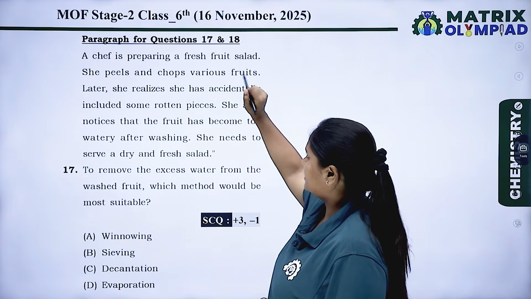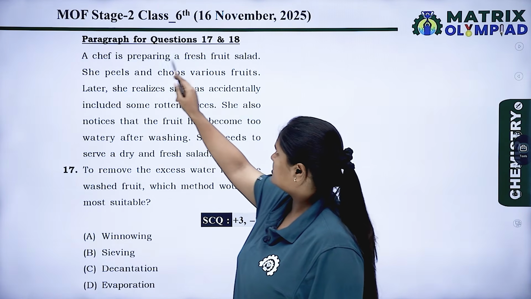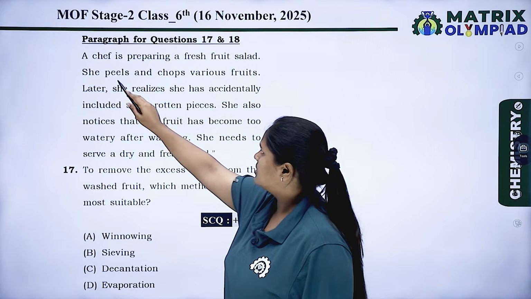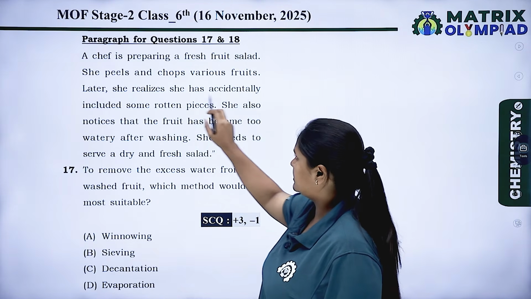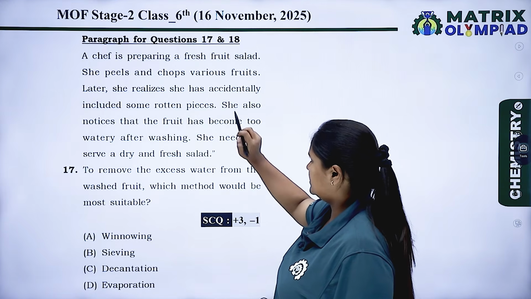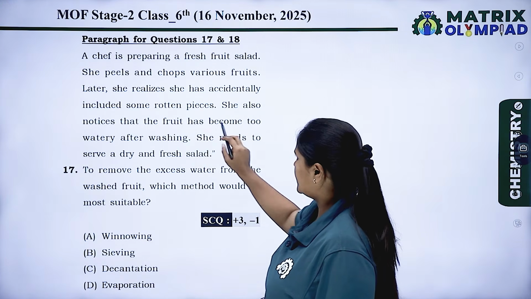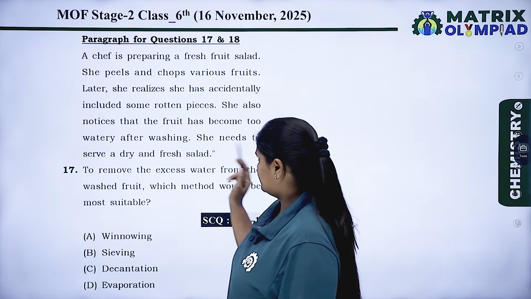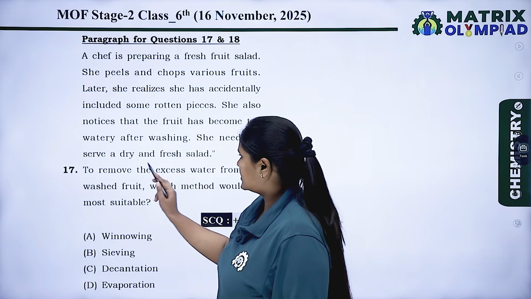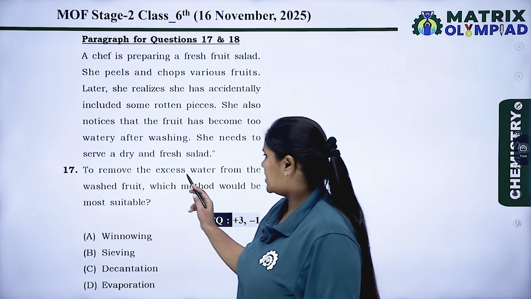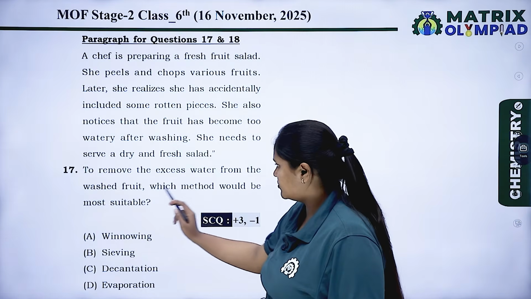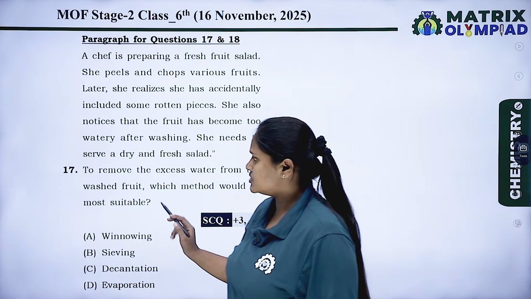Paragraph for question 17 and 18. A chef is preparing a fresh fruit salad. She peels and chops various fruits. Later she realizes she has accidentally included some rotten pieces. She also noticed that the fruit has become too watery after washing. She needs to serve a dry and fresh salad. Now read the question. To remove the excess water from the washed fruit, which method would be most suitable?